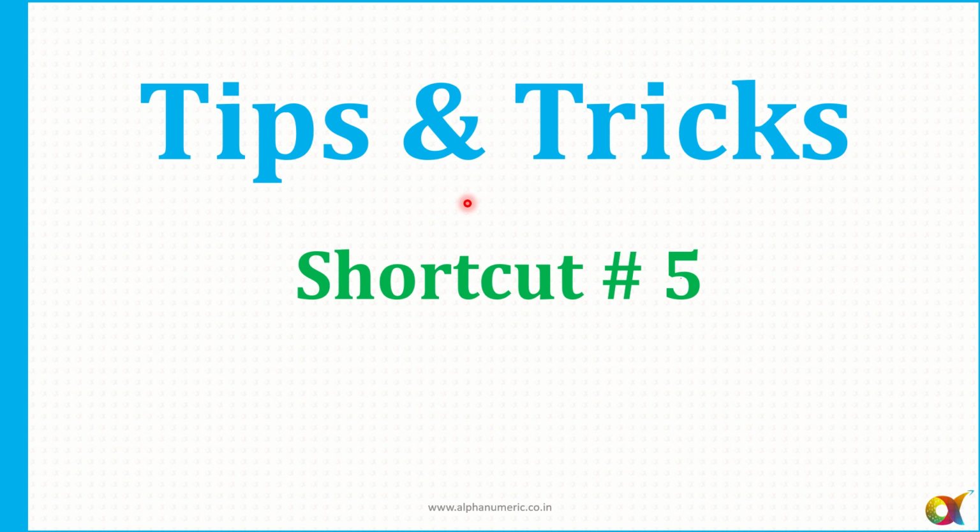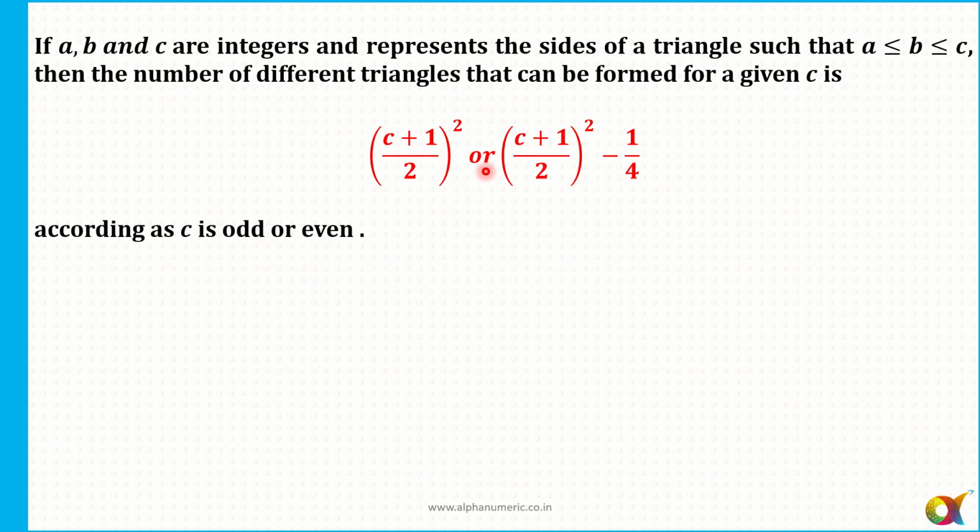So today I'm going to discuss one of the shortcuts related to triangles. Now what is that here? It says if A, B and C are integers and represent the sides of a triangle such that A is less than or equal to B and B is less than or equal to C, which means basically that C is the largest side, then the number of different triangles that can be formed for a given value of the largest side, which is C, is this one. It depends on whether C is odd or even, and then I can use these formulas here. Let's see how to use this particular formula here.